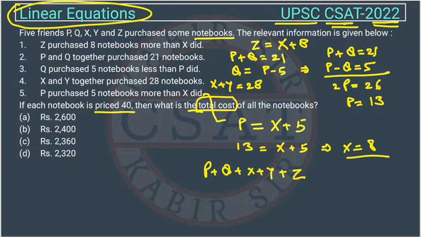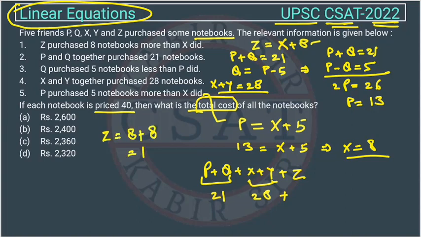So this is the total number of notebooks. P plus Q is 21. X plus Y is 28. And they are asking Z. So Z we have to calculate from this equation. Z is equal to X, which is 8, plus 8, so this is 16. So the 16, this is 28.